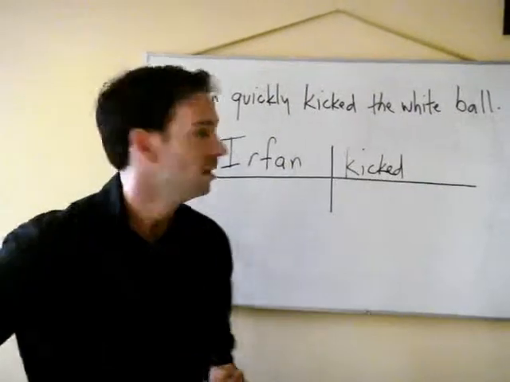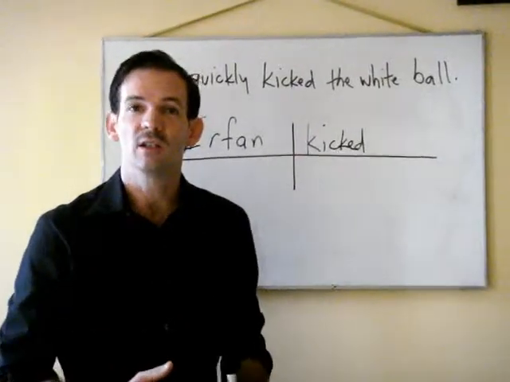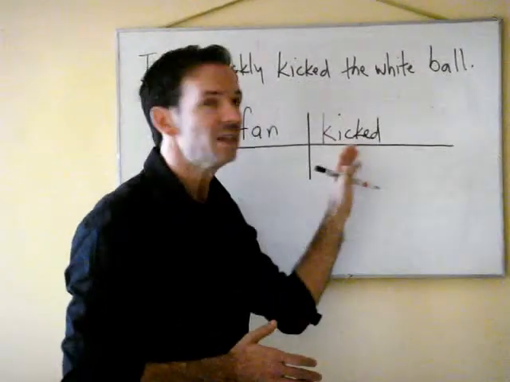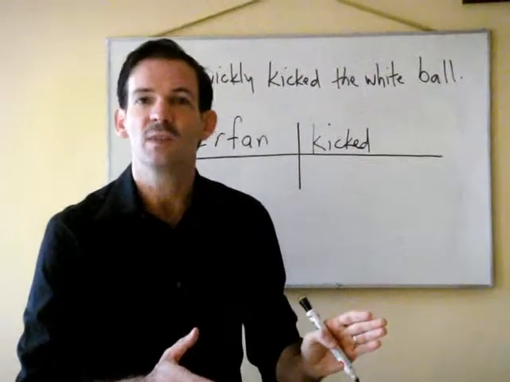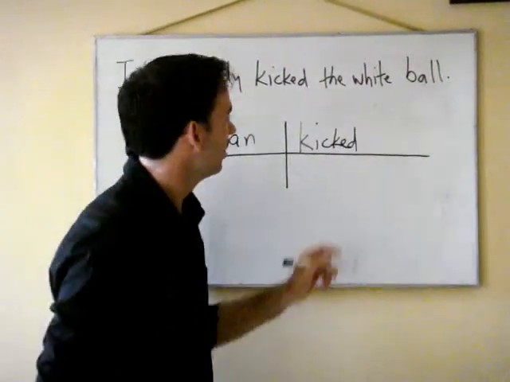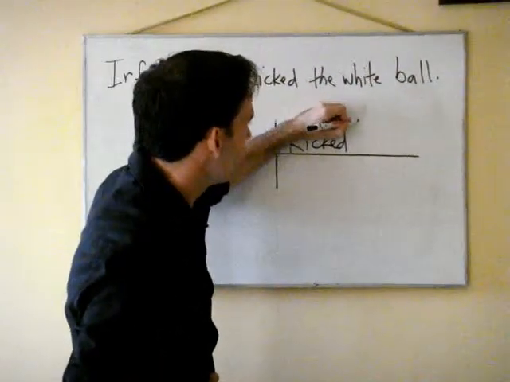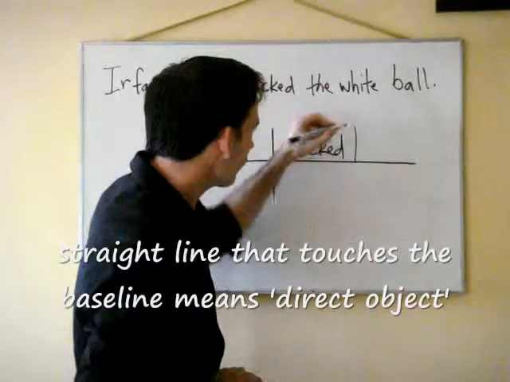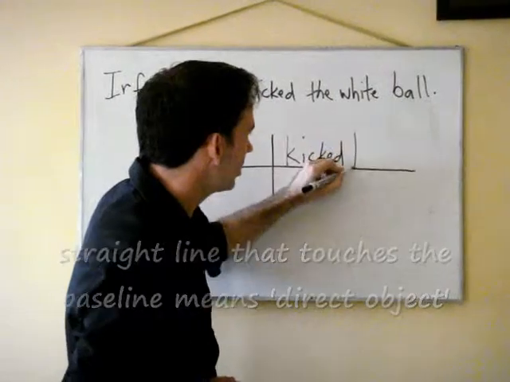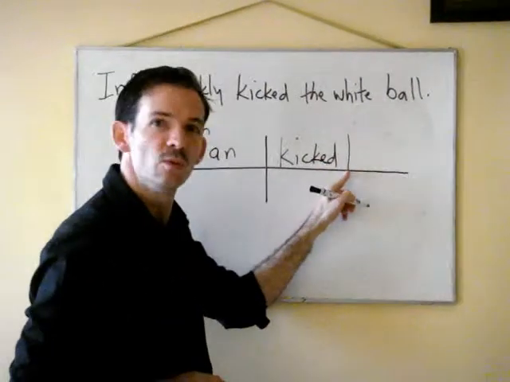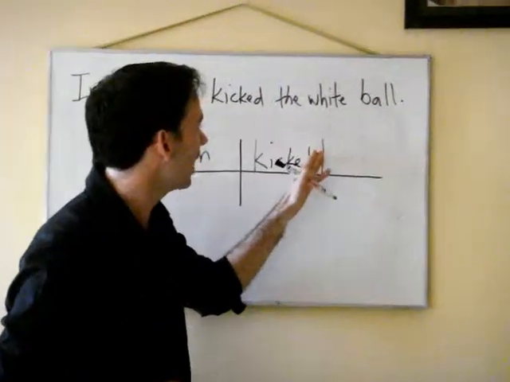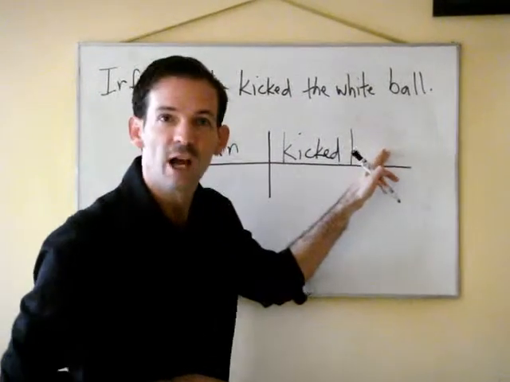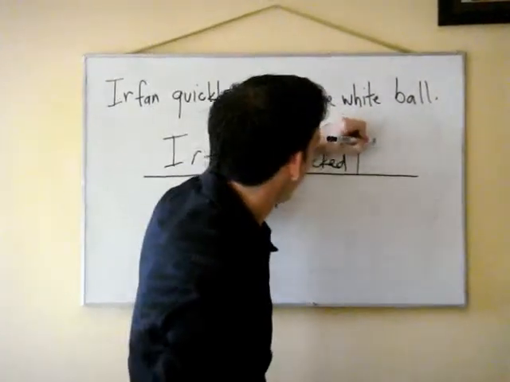Now, what did Irfan kick? The ball. That is the direct object. Because the ball receives the action. It's the thing that got kicked. Now watch what I do here. Every line means something. When you put a line just from the top right to it and you don't go past, it indicates that the direct object will be next to it.